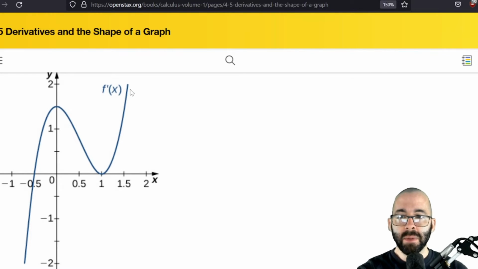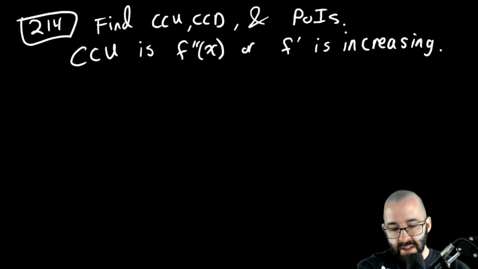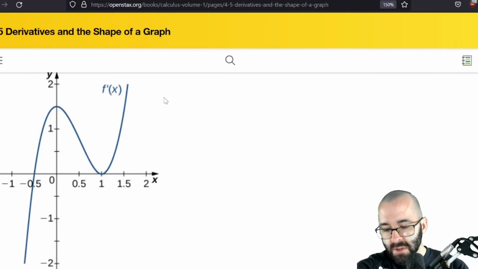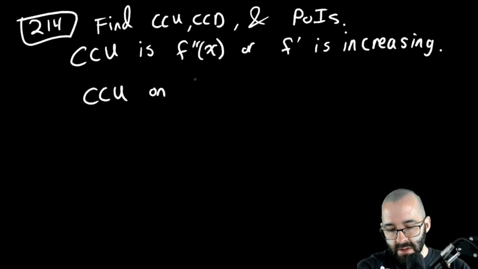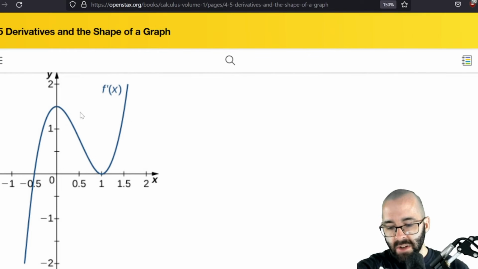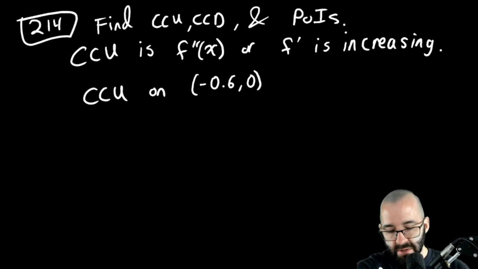So it's concave up when f prime is increasing. So we're going to say it's concave up on the intervals, well, let's say negative 0.6 up to 0. On that interval, f prime is increasing. And from 1 to 1.5.